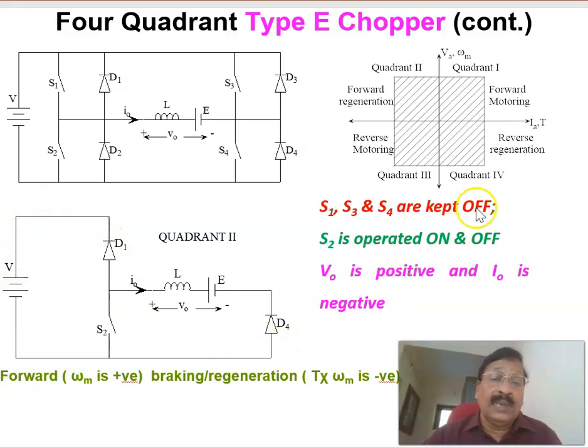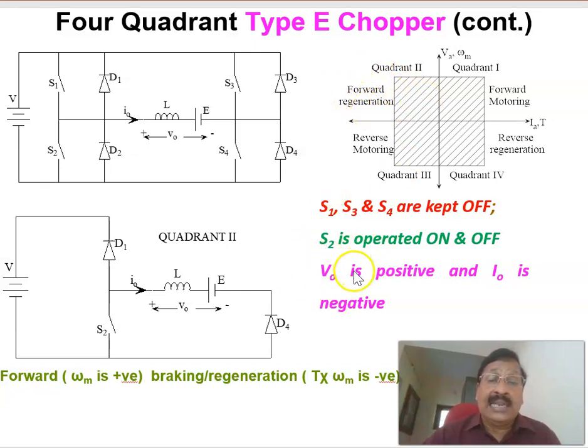Therefore, that is operating in the second quadrant, in which the average voltage is positive, but the current is negative. The product V into I is negative. Therefore, the power is flowing from the motor side into the source, and that's called forward regeneration. It is forward because omega m is positive, so the direction of omega represents whether it is forward or reverse. But the product T into omega m is negative. That is how regeneration, or braking action, happens. Therefore, it is called forward braking or forward regeneration, the second quadrant of operation.